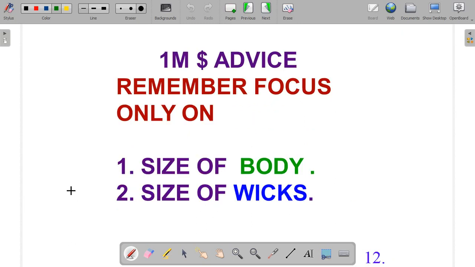Please remember my $1 million advice. In candlestick chart, you have to focus on the size of body, how small, how big, and where it is placed, and size of wicks, how small, how big.